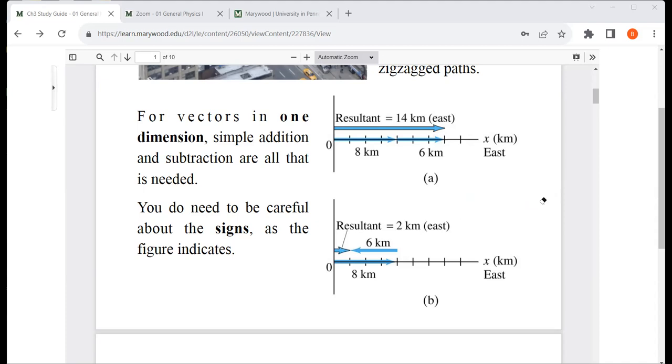Okay, similarly, if we start from origin and walk 8 kilometers, so this is again 8 kilometers east, and if I change the direction, instead of walking in this direction, let's say I change my direction and I walk 6 kilometers in the west, so my direction is west for the second time.